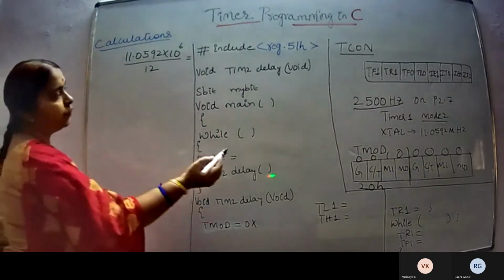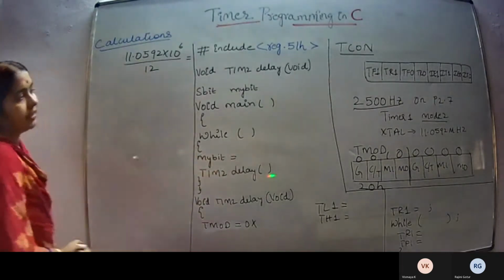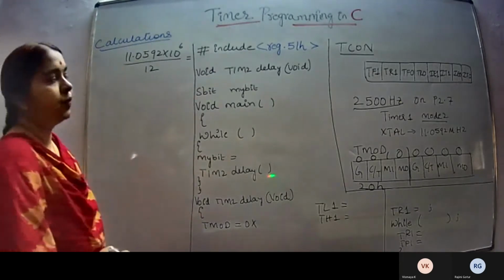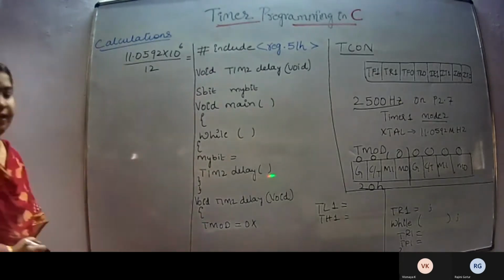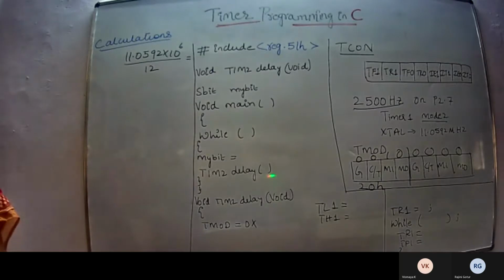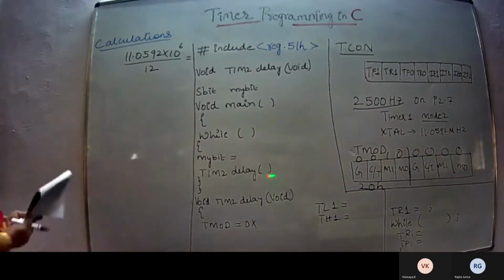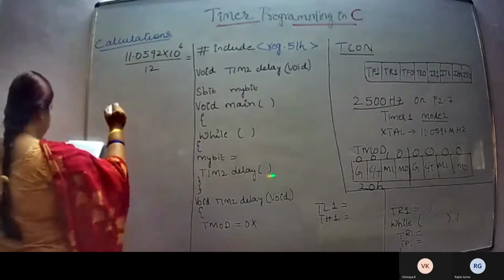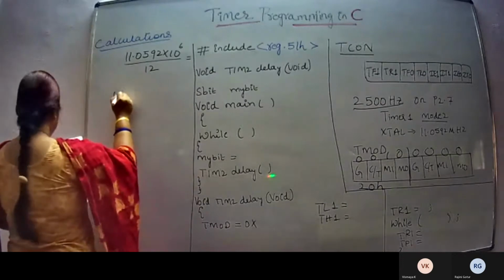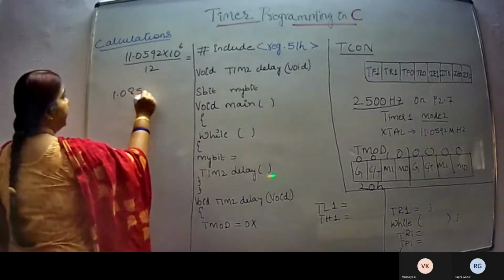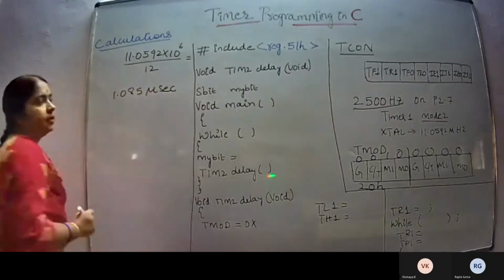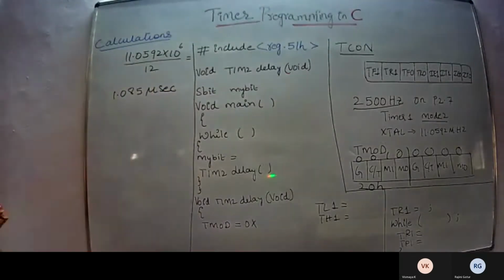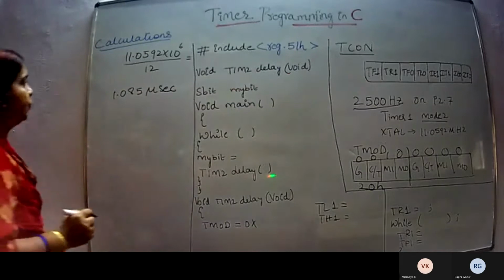Before that, the crystal frequency is 11.0592 megahertz. That should be divided by 12 and the time period of it should be calculated. So the value will be 1.085 microseconds. This is for 11.0592 megahertz.